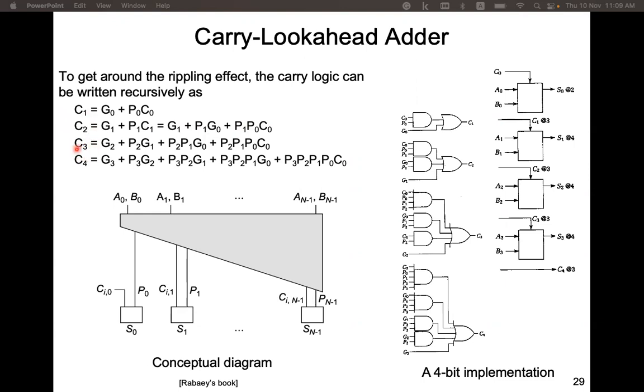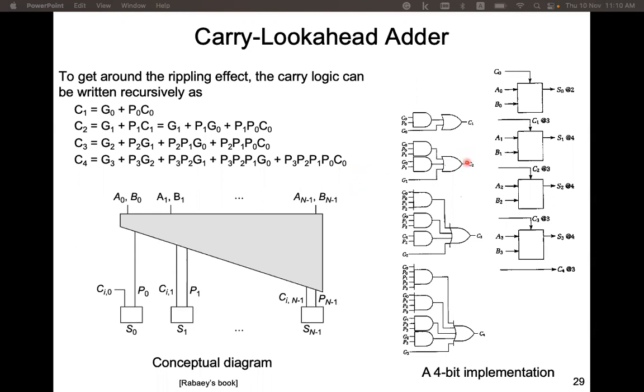Further, we express the carry out of the next stage by the same approach, writing it explicitly. We can write C3 in terms of G2, P2, G1, G0, as well as C0. And C4 in this way, in terms of G3, P3, G2, G1, G0, also propagate and generate signals. And the term contains the carry in of the first stage, C0.